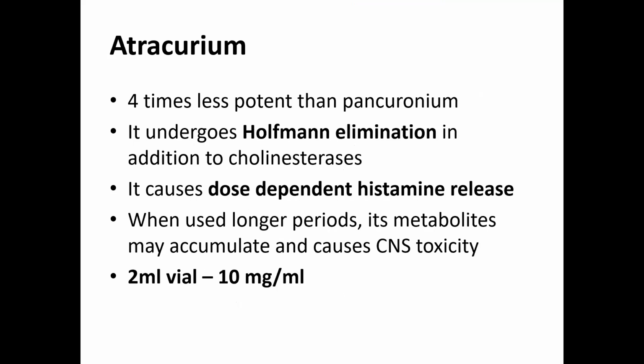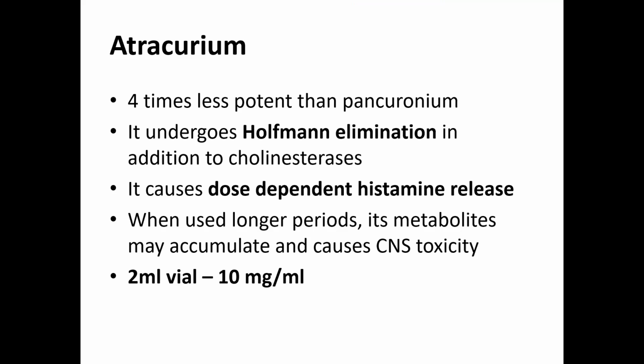And the next drug is atracurium. Atracurium is 4 times less potent than pancuronium. It undergoes Hofmann elimination, that is spontaneous degradation without using enzymes. In addition, a small quantity is metabolized by cholinesterases, and it causes dose-dependent histamine release. When used for longer periods, its metabolites may accumulate in the CNS and cause CNS toxicity. It is available as 2 ml vials, and each ml consists of 10 milligrams of the drug.